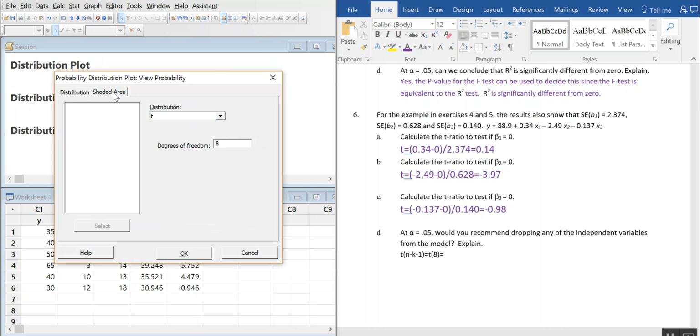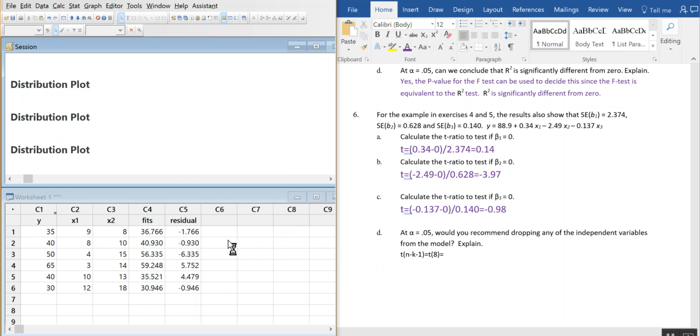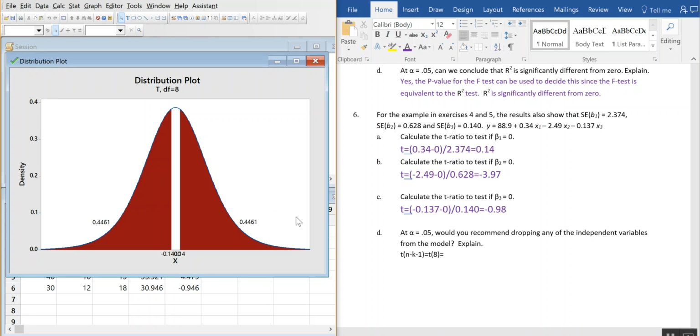And I want to go over to shaded area. I'm going to be putting in x values for this, and so I'm going to be using these t ratios, and I want to do both tails. So the first one I'm going to do is 0.14, which I'm very certain is going to give me nothing interesting. Yeah, that's huge. So you would add these two together and get something like at the 80% level. So clearly this one is not significant. So there we go.